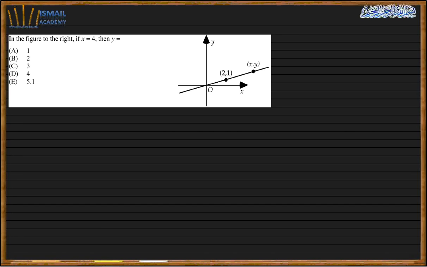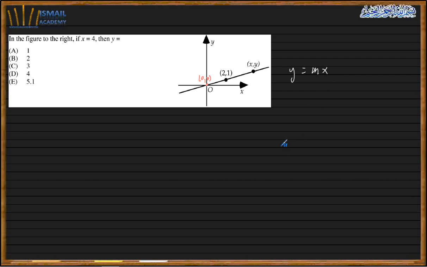In the figure to the right, if x equals 4, then y equals... alright, so here this is (0, 0). The point (2, 1) and (x, y) belong to the same line, and the line passes through the origin, which means that x and y are directly proportional. So we have y is equal to mx.